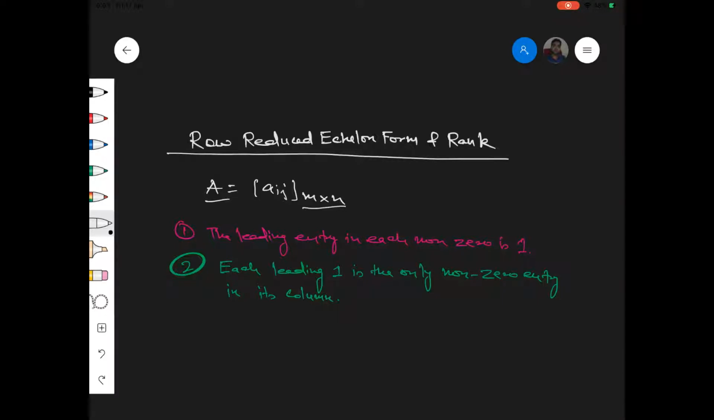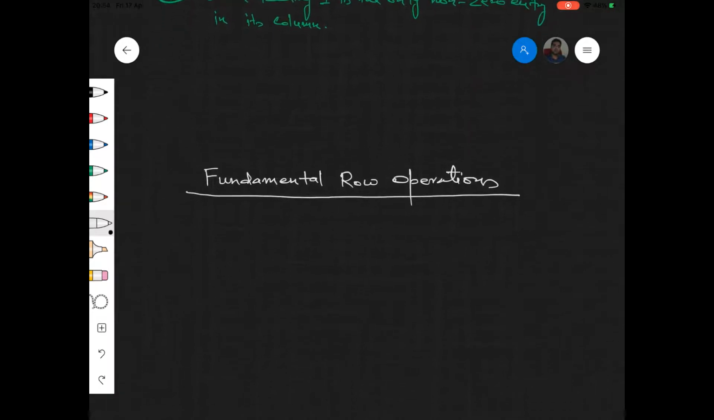Initially, a given matrix may not be in the echelon form, but by using the fundamental row operations, we can convert any given matrix into its echelon form, and it will be in the echelon form when it satisfies these two properties. We'll learn via an example how we can convert a matrix into its echelon form, but to do that, we need to learn what the fundamental row operations are. So let's see the fundamental row operations.